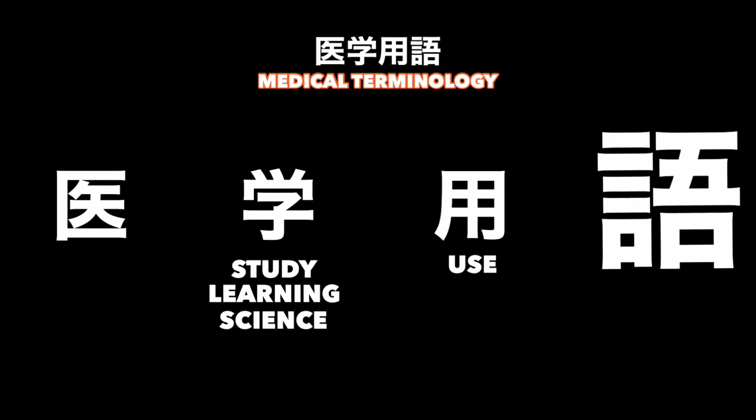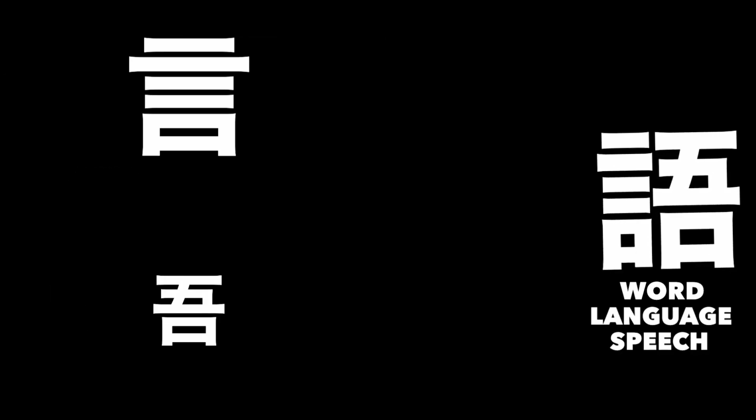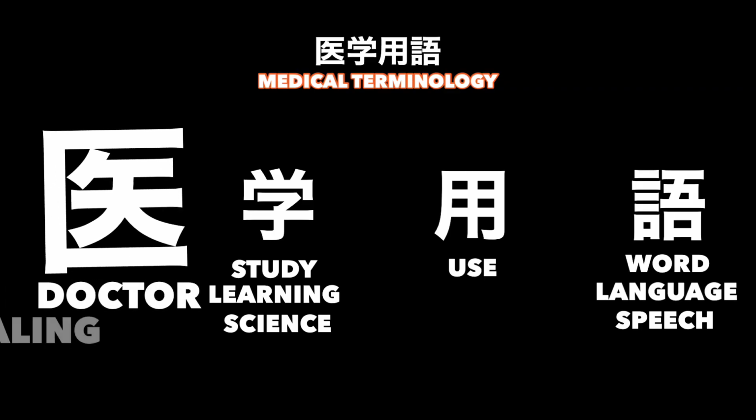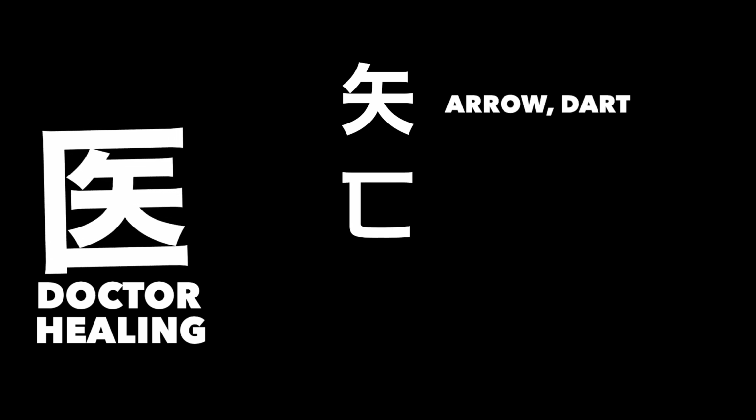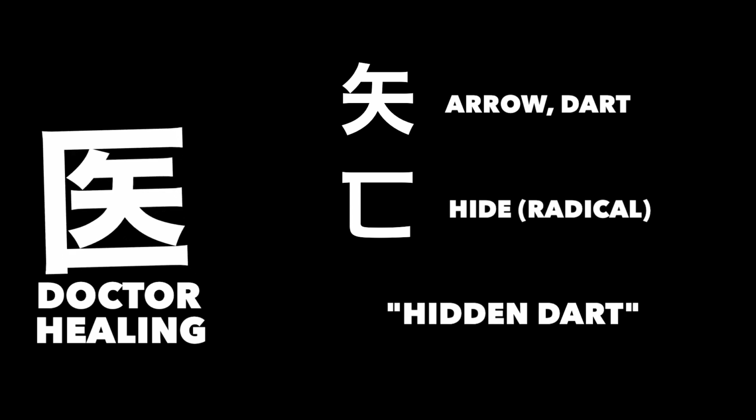Then we have this, which means a word, language, or speech, and is formed by these kanji characters. This means say or a word, while this is an old kanji that means me, myself, and I. This is an obsolete kanji, so you don't need to worry about this one. Last is the kanji for doctor and medicine or healing, which is composed of the kanji character for an arrow or dart and the radical for hide. This basically means a hidden dart.